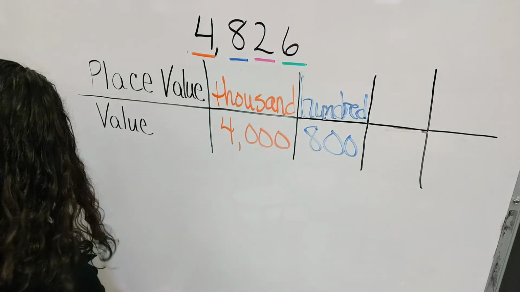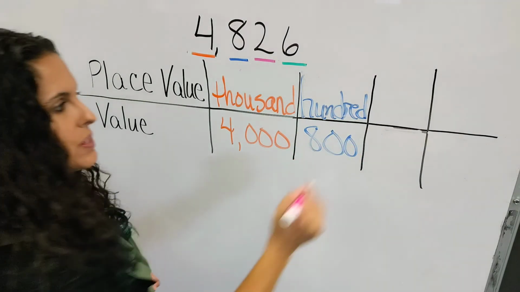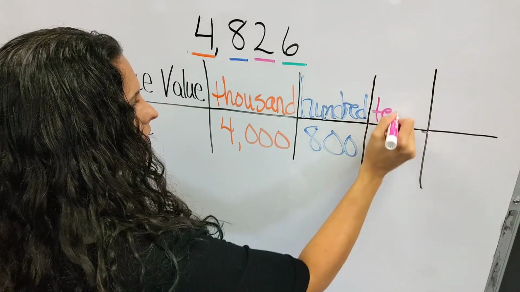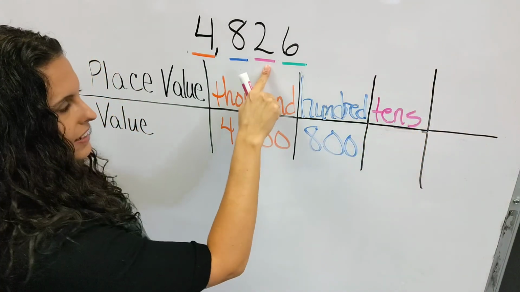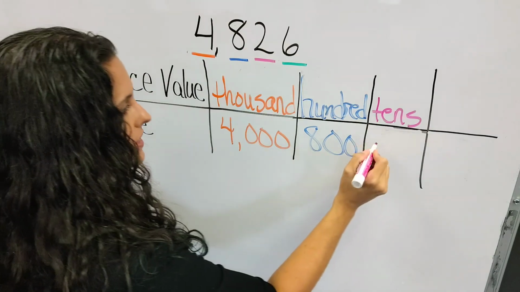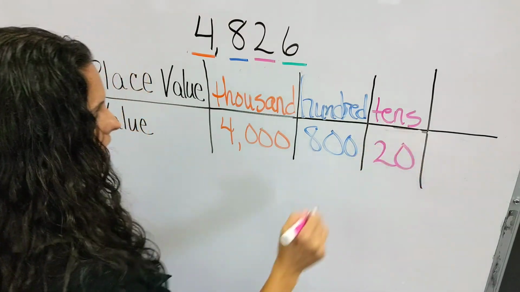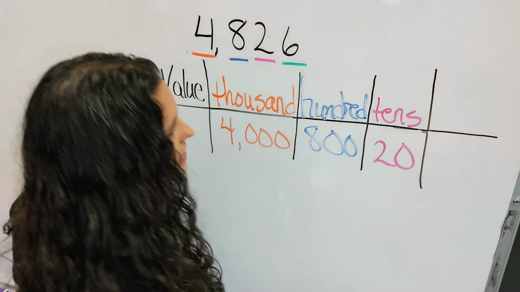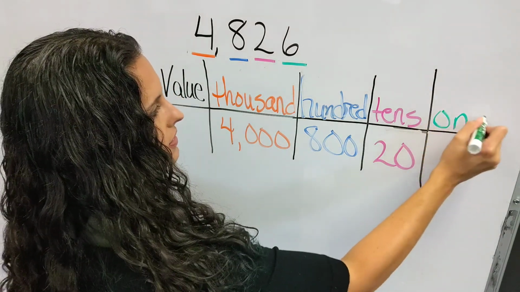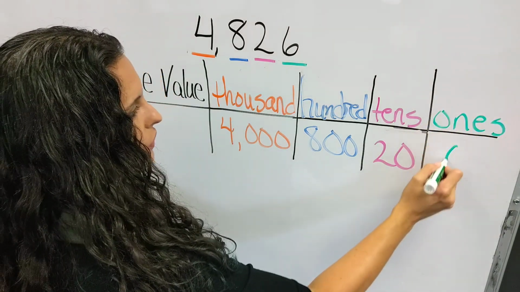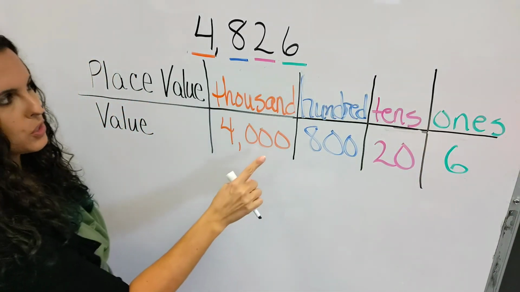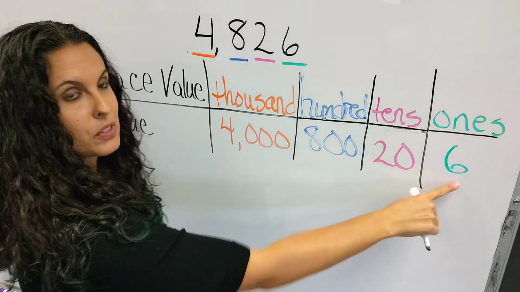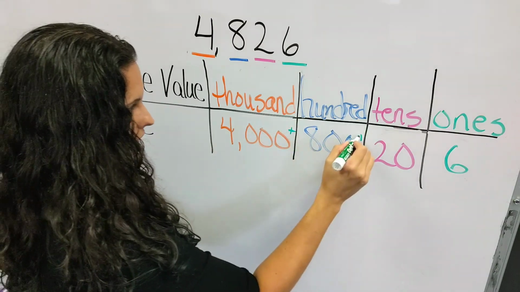The 2 is in the tens place. And because it's in the tens, it's worth 20. Its value is 20. And the 6 is in the ones place, and its value is 6. Now when you take the value of each one of these numbers, it's also in expanded form.